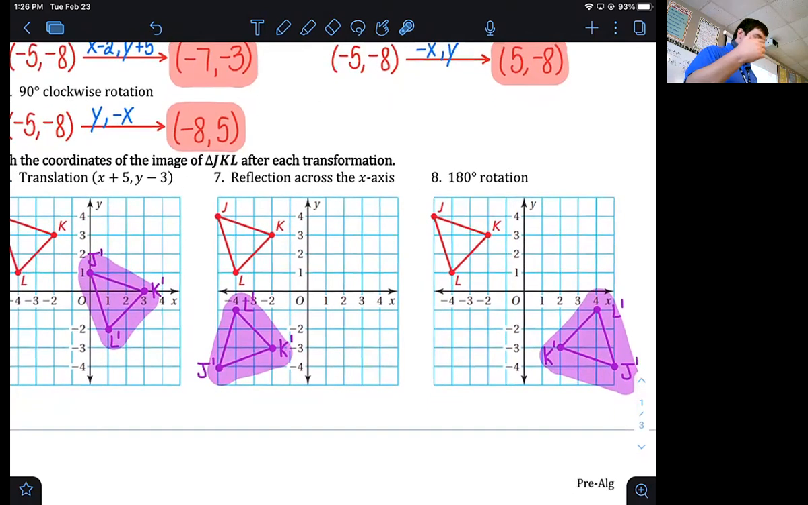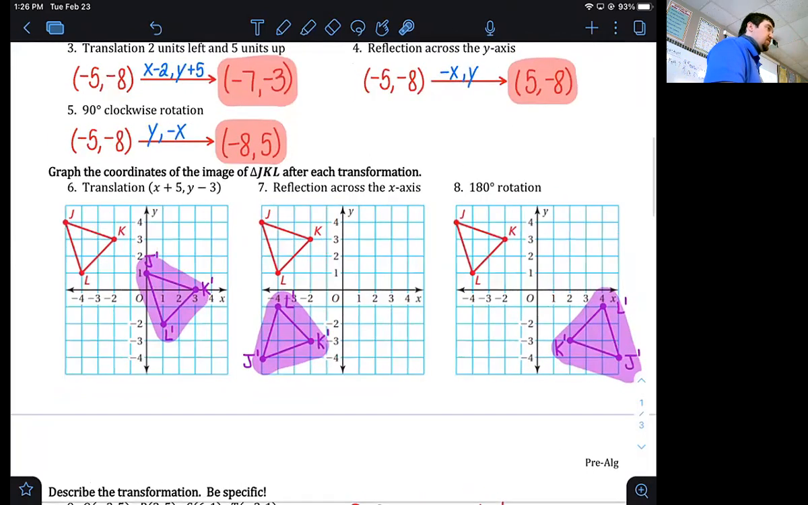Okay. And same with K. Instead of K being -2, 3, it's going to be +2, -3. Instead of L being -4, 1, it's going to be +4, -1. We don't flip. We just take the opposite of both coordinates. Questions on the front?